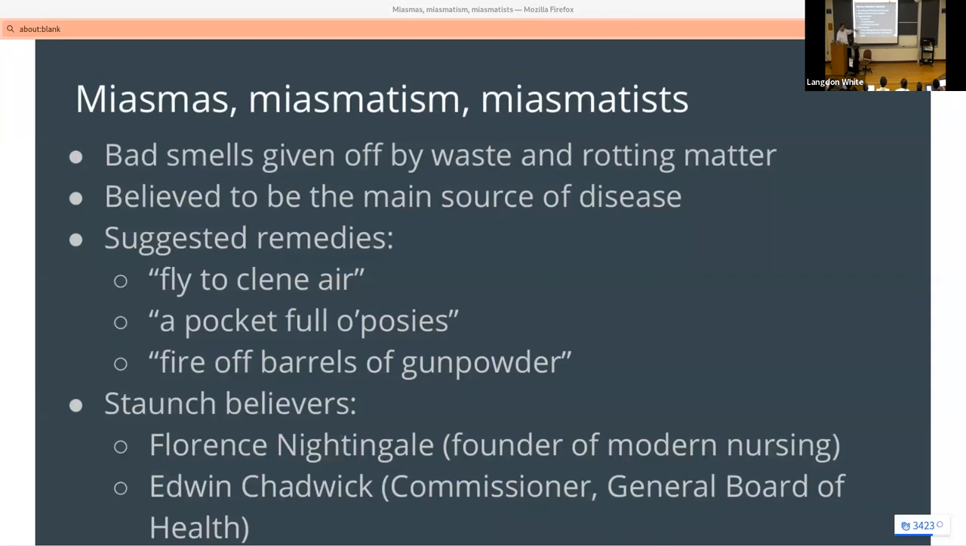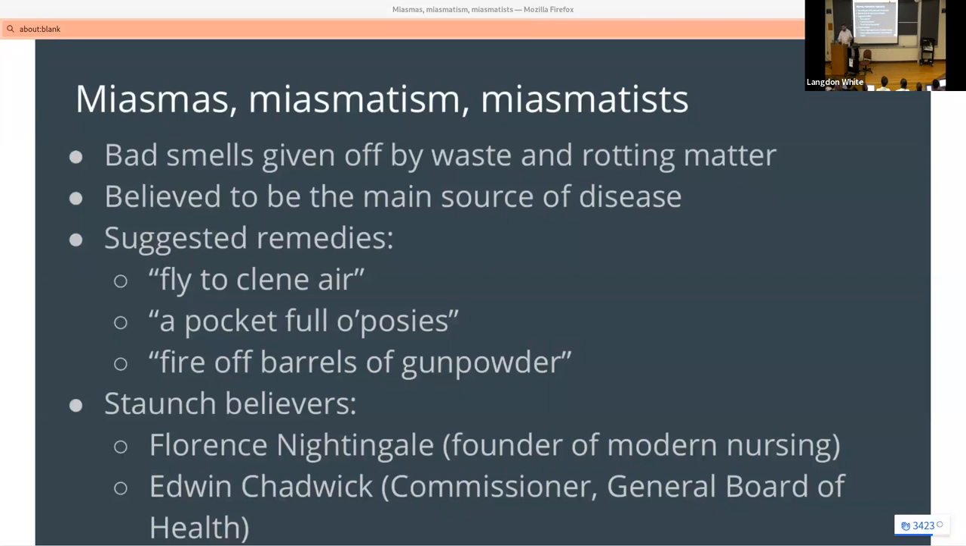Yeah, she's considered the founder of modern nursing, so pretty much a medical heavyweight. But she was one of these believers, a miasmatist. And then Edwin Chadwick, who you're less likely to have heard of, had a lot of clout in the medical community, because he was the commissioner of the Board of Health of London. Both of these people believed this very strongly.